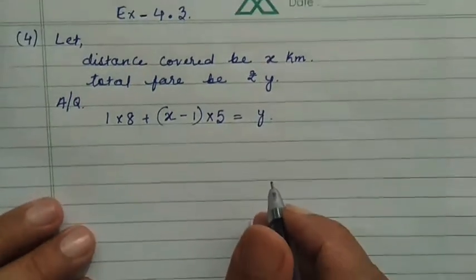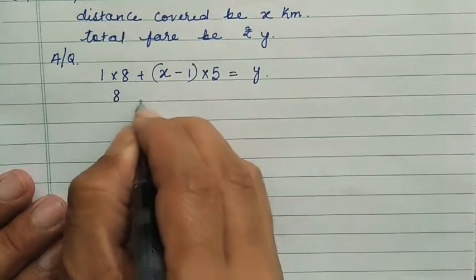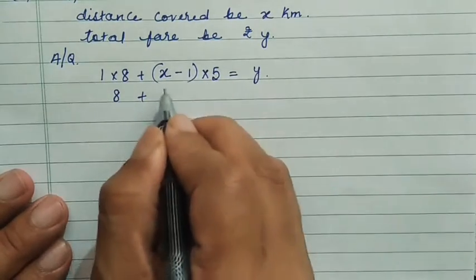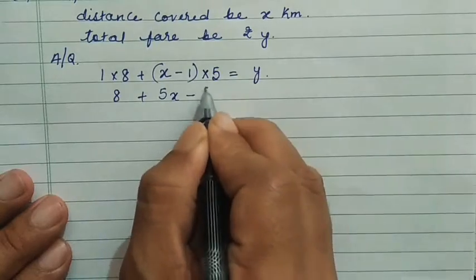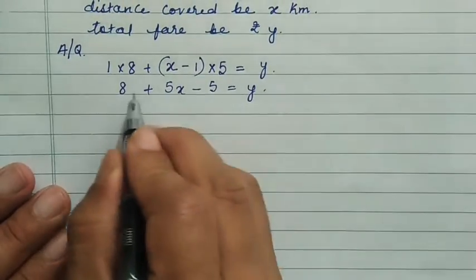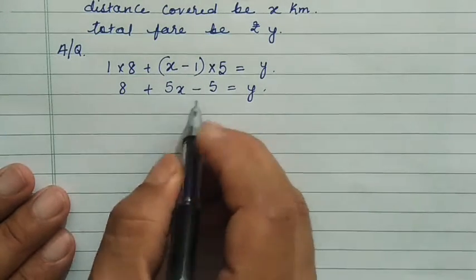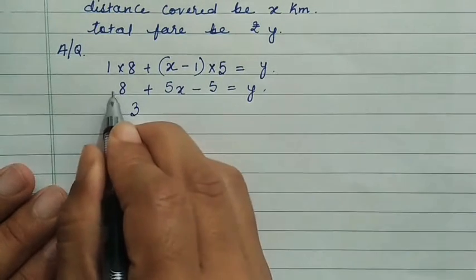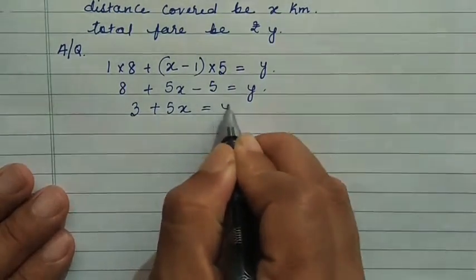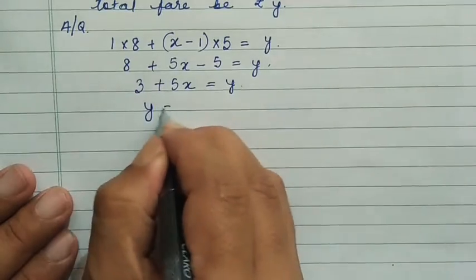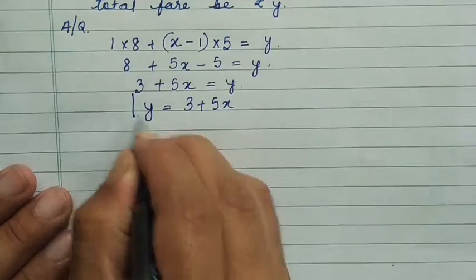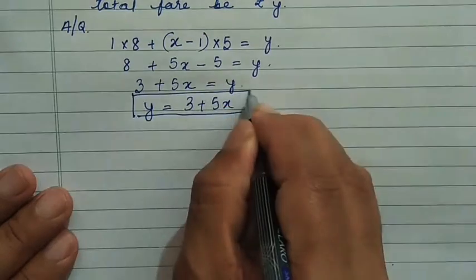Now let's solve this. 1 into 8 is 8, plus 5 into x is 5x, minus 5 into 1 is 5, which will give us y. We have a plus sign and a minus sign: 8 minus 5 is 3, so the sign is plus. So y is equal to 3 plus 5x. So this is the required equation.